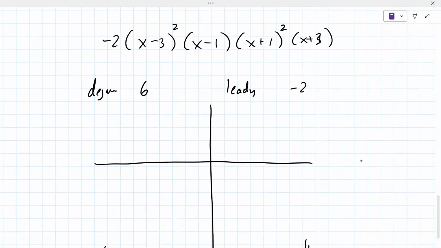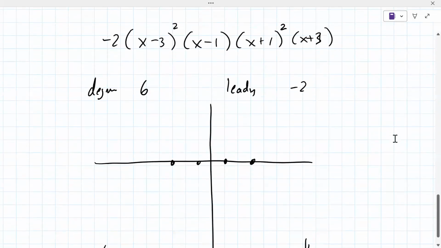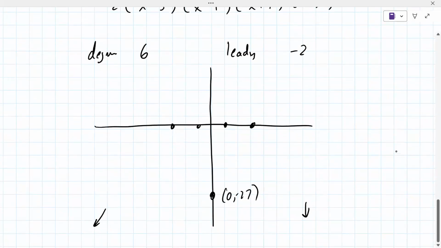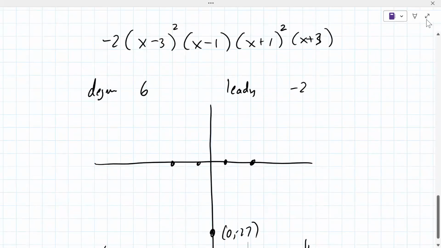So at the zeros, I got -3, 3, 2, 1, and then -1. And the y-intercept would be 0, comma, -27. Oh yeah, we haven't done that. So they sometimes do want you to label that, which I have not been emphasizing, but you can see here that at -1 it bounces. Yeah, it bounces at 3 and -1.